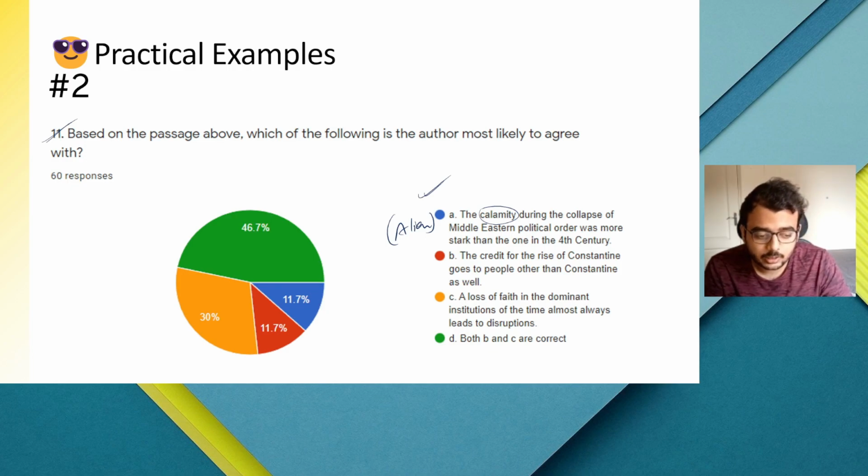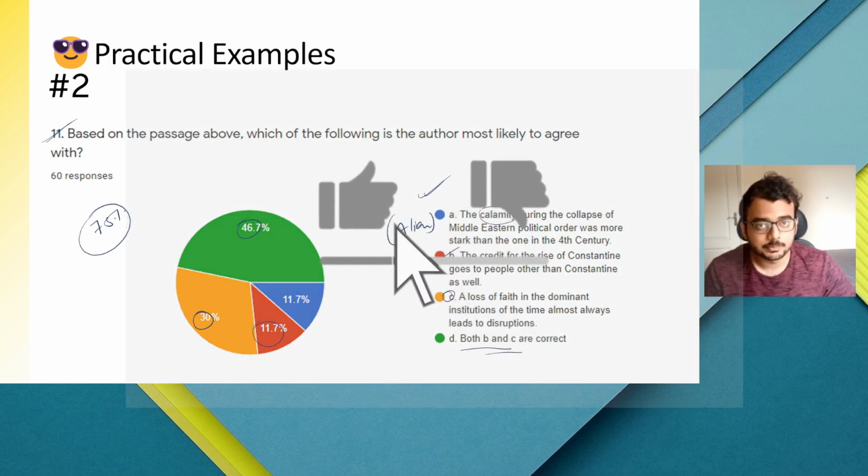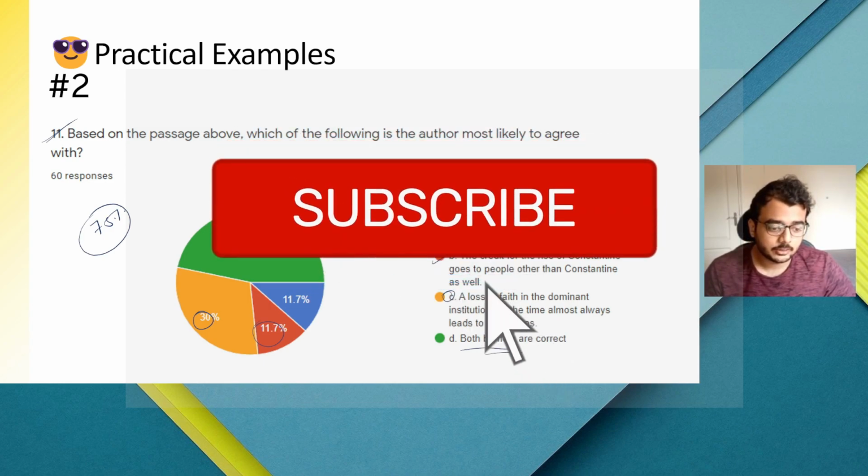B says the credit for the rise of Constantine goes to people other than Constantine as well. Well, this can be inferred. There was one sentence जहाँ पे लिखा है कि Constantine used the advices of some Christian advisors. Okay, so that is why this can be inferred. However, if you see B option सिर्फ 12% लोगों ने मार्क किया है, and C एक BANE option था, and see how many people have been trapped over there. Option C मार्क किया है 30% लोगों ने, and option B and C मार्क किया है 47% लोगों ने, which essentially means 75% of the students have been taken down or have been trapped in this option due to one BANE option. Okay, that is the impact that it creates. You have to understand this.